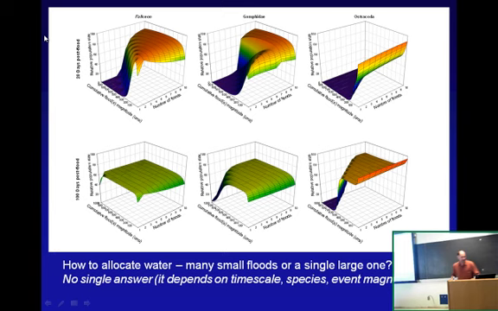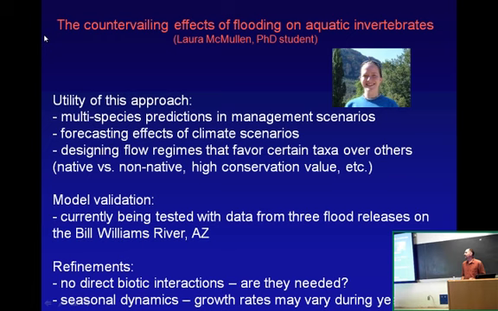Okay, so I'm just showing this as a general way to model how to optimize prescribed flow regimes given that you have multiple species in the system. And again, there's no competition, no biology going on among those species. So the utility, I've already hit these points. In theory, we can make multi-species predictions and management scenarios. We can even forecast things such as climate change scenarios, which are expected to change the amount of water that's available to use, as well as the timing of its distribution in the system.